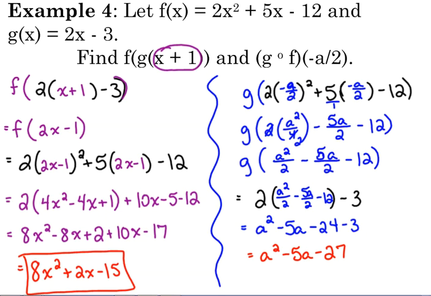Okay? And that should be your final answer. So kind of funny. We start with a fraction that we were plugging in, and then we end up with all whole number coefficients, but it works out that way because of that multiplying by 2.